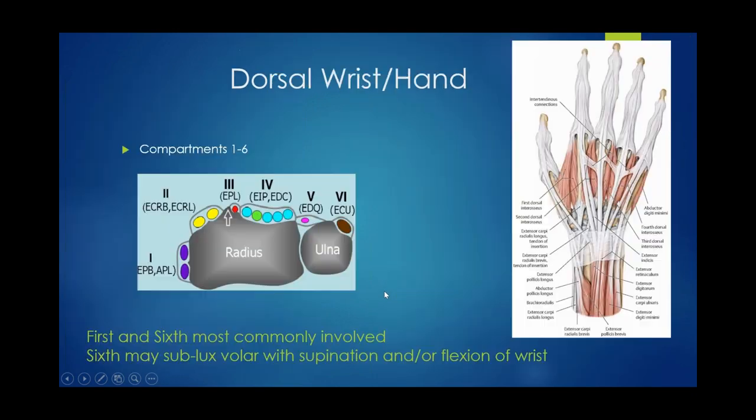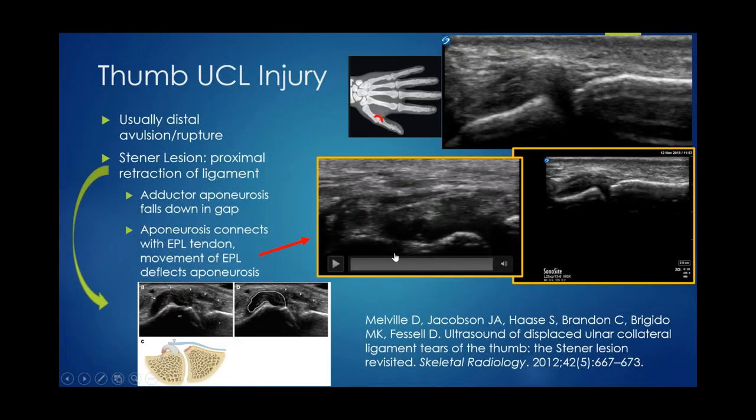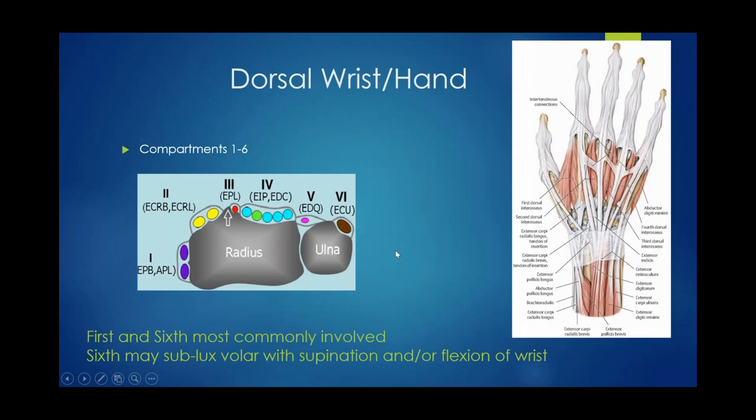Moving on to the dorsal compartments of the wrist, you'll see that they are conveniently housed in a fibro-osseous tunnel about the distal forearm. Starting on the most radial aspect, you have the first compartment, which is composed of the abductor pollicis longus and extensor pollicis brevis. The second compartment is the extensor carpi radialis longus and brevis. The third, which is separated from the second by a protrusion or bump along the dorsum of the radius called Lister's tubercle, is the third compartment, which is extensor pollicis longus.